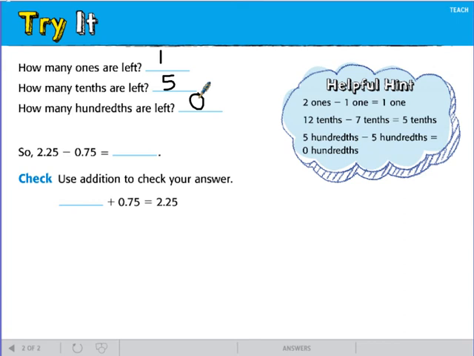All right. So 2 and 25 hundredths minus 75 hundredths is what? 1.5, which is what? 1 and 5 tenths. So we're going to add this together on your whiteboard. I want you to add 1 and 5 tenths plus 75 hundredths and tell me if it is indeed 2 and 25 hundredths. Check your answer.